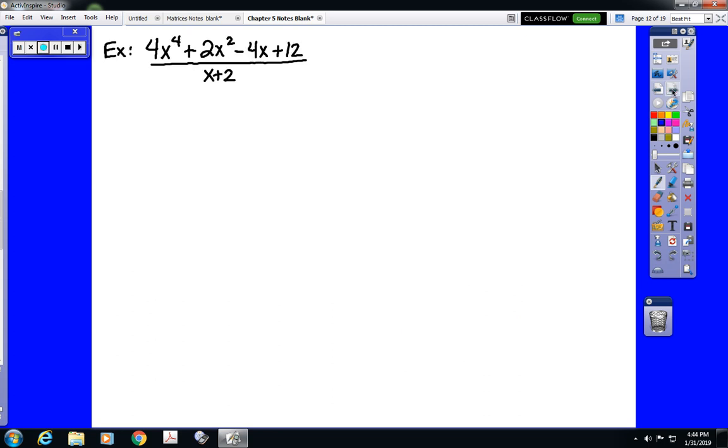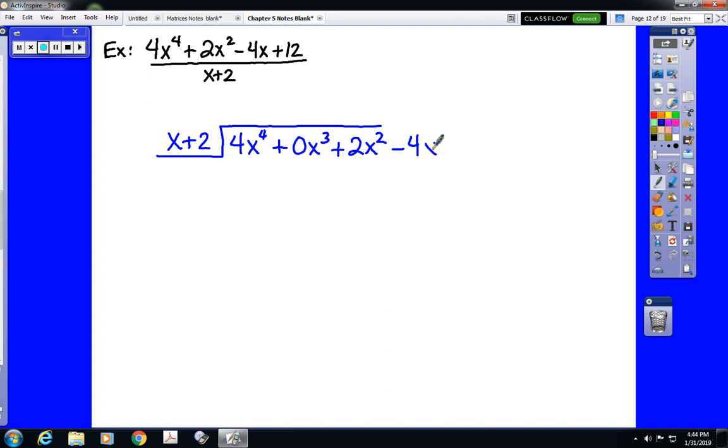Here's the next example. Now here's where we see the first wrinkle of this kind of problem. We are going to have to put in a 0 here. So we have x plus 2 on the outside, and on the inside, we're going to have to include a 0x cubed. And the reason for that is this algorithm does not work if every single term is not present. So since there's no x cubed in here, we have to put in an x cubed. And the only way for us to do that is to add a 0. Because adding 0 doesn't change the value of the polynomial, and we have to have a fourth, a third, a squared, a single, and a number.